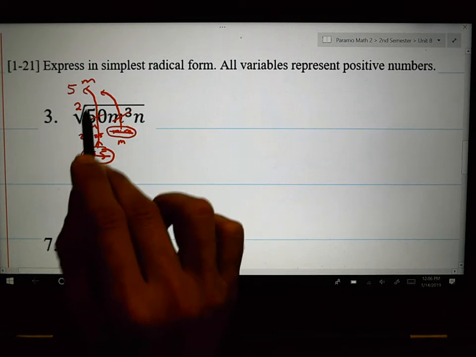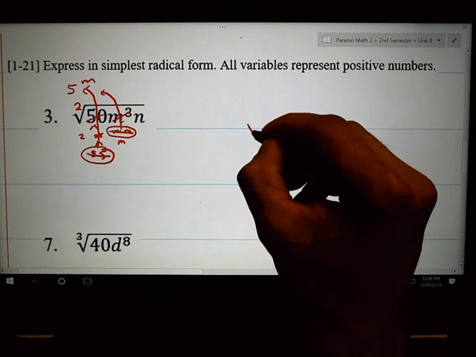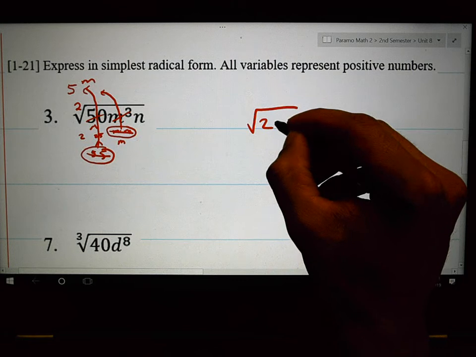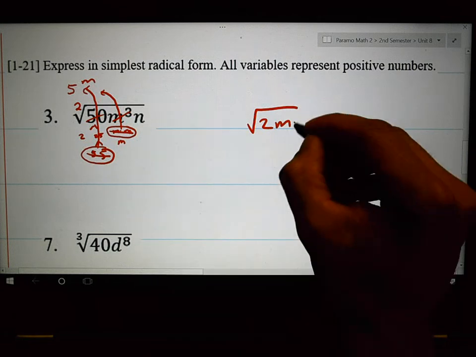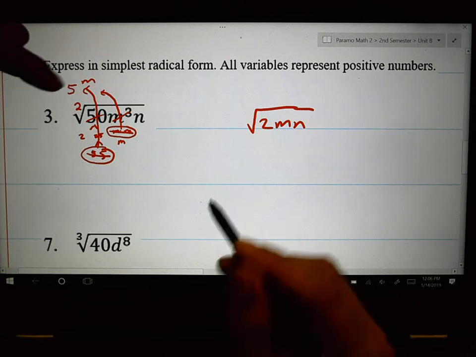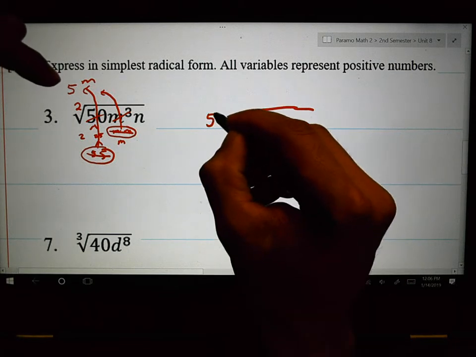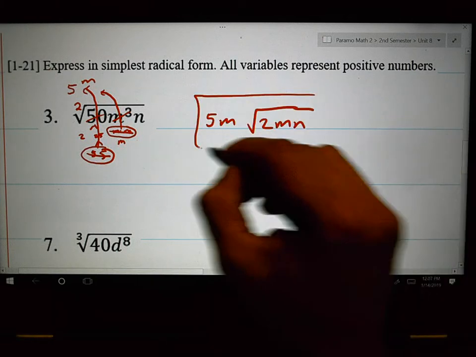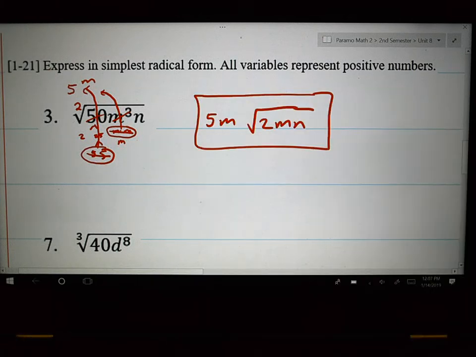What's inside the radical stays inside the radical. The 2 stays inside, the m stays inside, and the n stays inside. They don't have a pair to break out. But what did break out was the 5 and the m. That is multiplying the radical, and this is what your answer is. Your answer is 5m times the square root of 2mn.